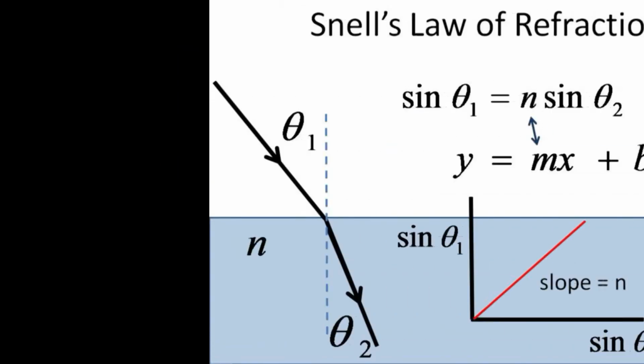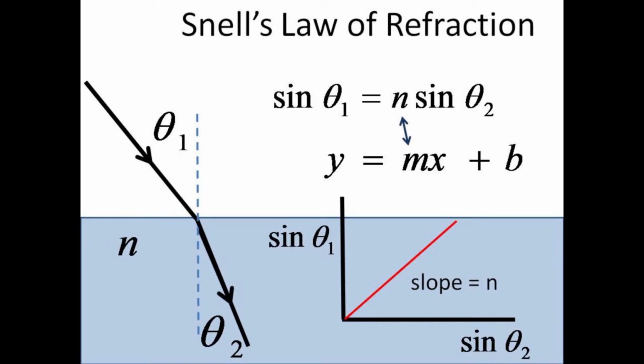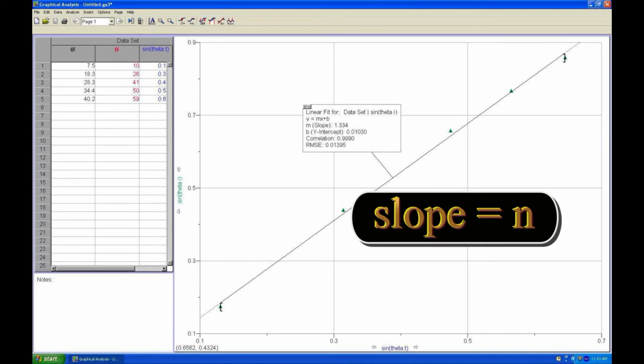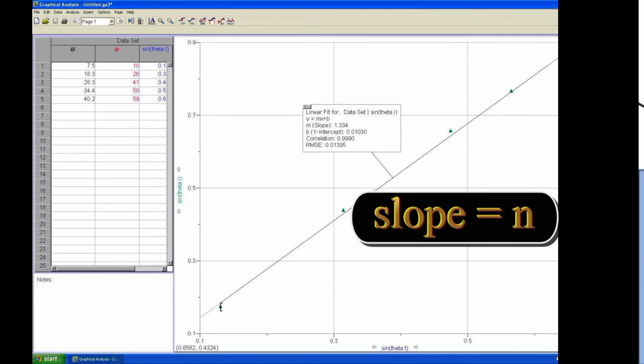Since the light is incident from air into water, n1 is very nearly 1, and n2 is the index of refraction of water. By Snell's law, the sine of theta 1 is linearly related to the sine of theta 2, with the slope of the straight line being n, the index of refraction of water. Here is our plot of sine theta 1 versus sine theta 2. The slope may be compared with 1.33, the index of refraction of water.